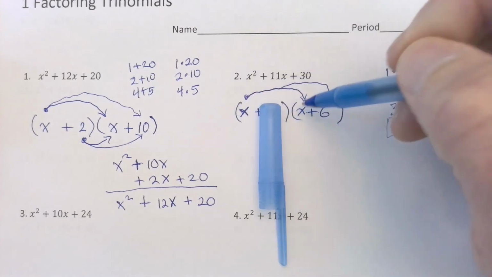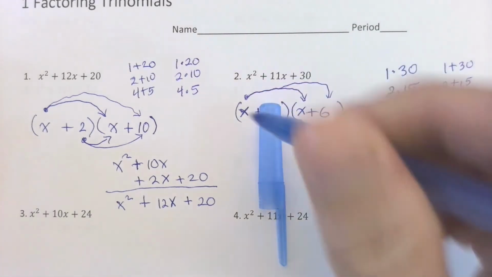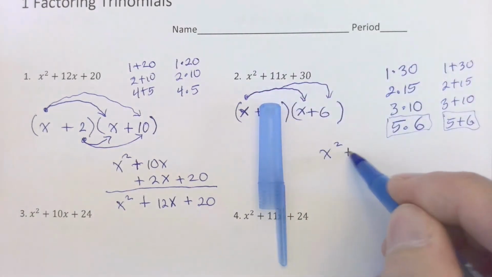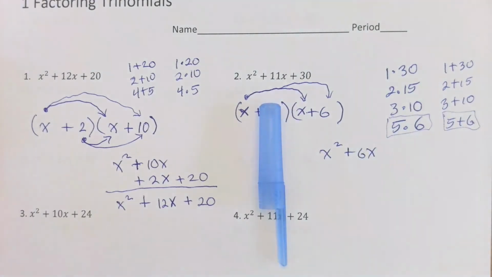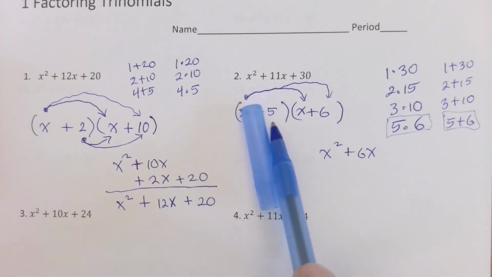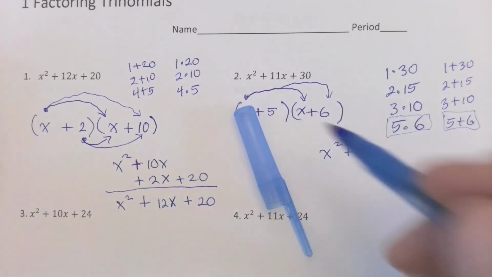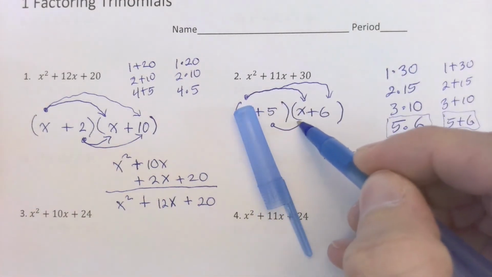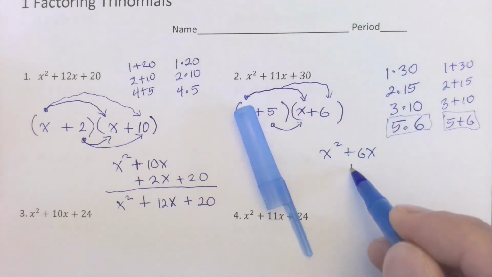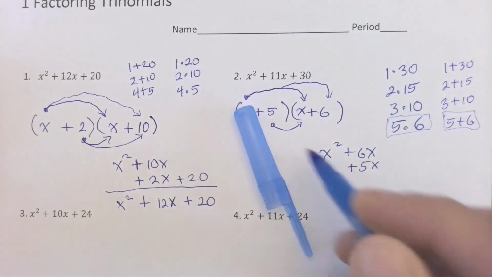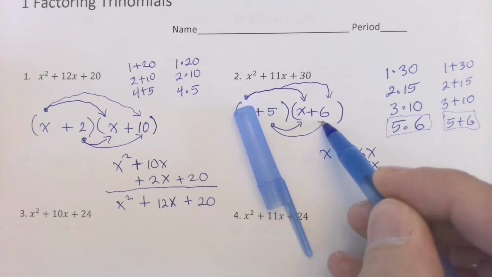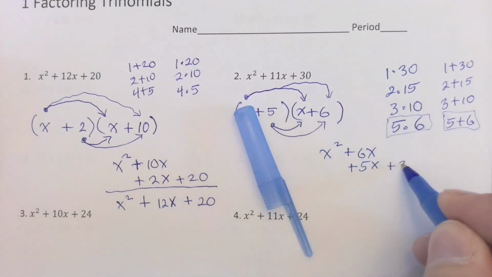So first, x times x is x squared. X times 6 is 6x. You're done with this x now because you've used it twice. So now multiply through with this 5. 5 times x is 5x, and I always like to put that right under that 6x. And then 5 times 6 is 30.